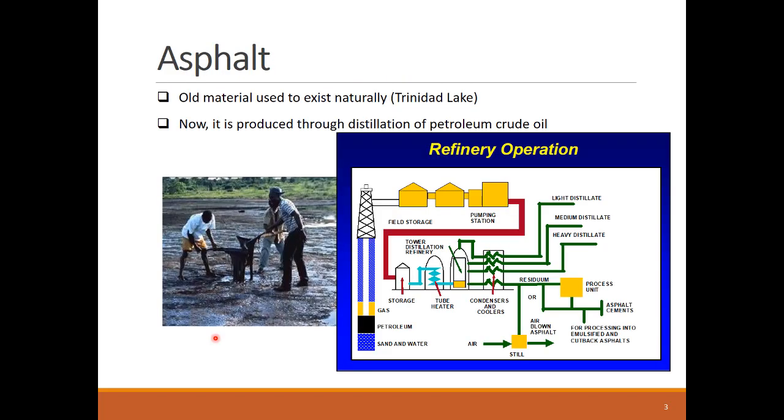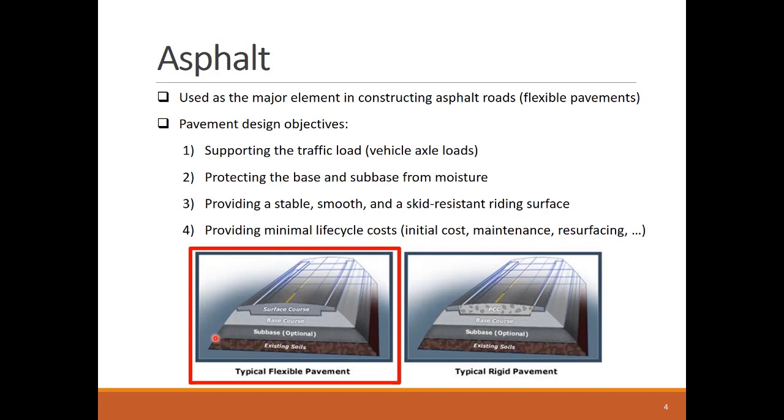Asphalt is a very fundamental building material that can exist naturally or artificially. The Trinidad Lake is the most famous natural asphalt source. Nowadays, asphalt is produced as a byproduct of crude oil distillation and refinement. Around 1 to 2% of crude oil is refined into asphalt.